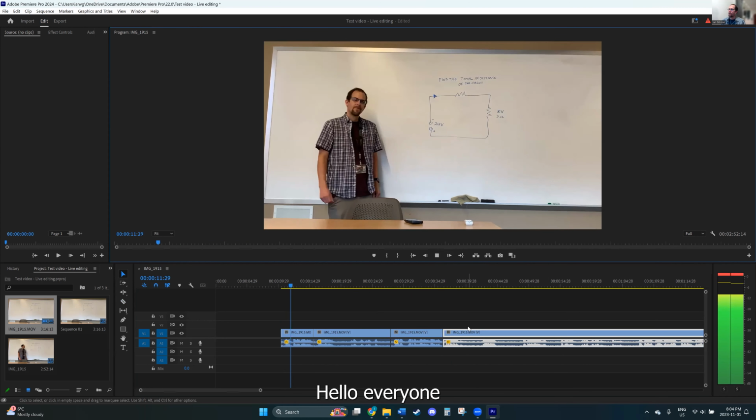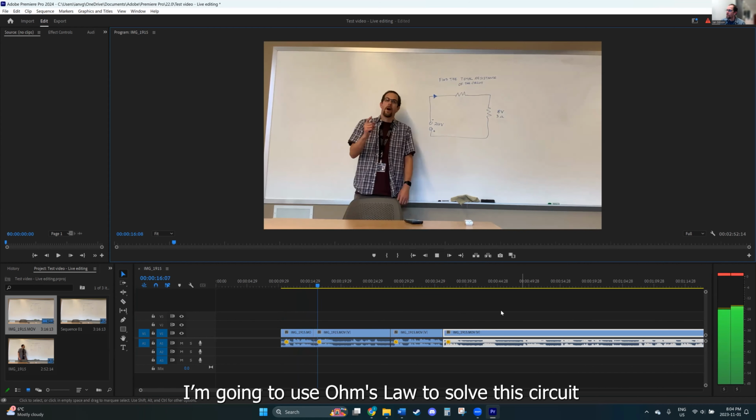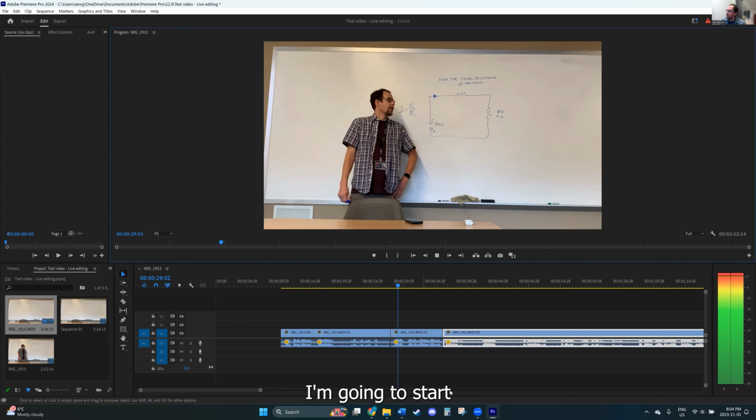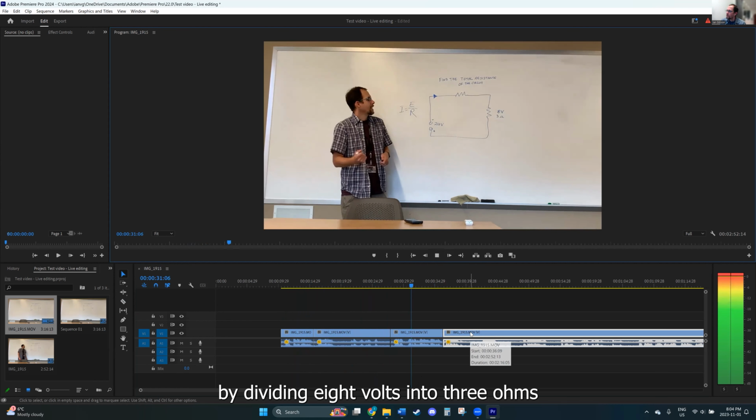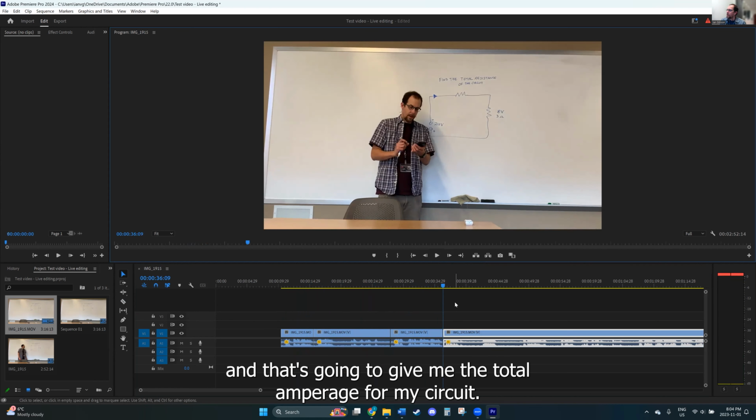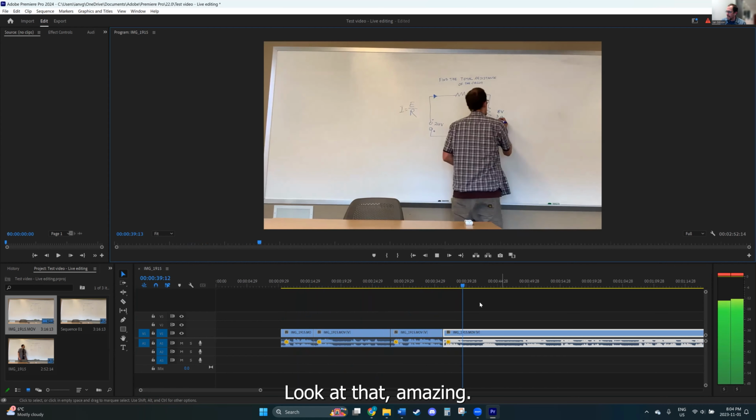Hello everyone. I'm looking to find the total resistance of the circuit. I'm going to use Ohm's law to solve this circuit. So I equals E over R. I'm going to start by dividing 8 volts into 3 ohms, and that's going to give me the total amperage for my circuit. I get 2.67 amps. Look at that.